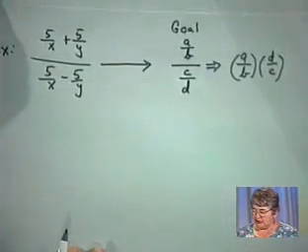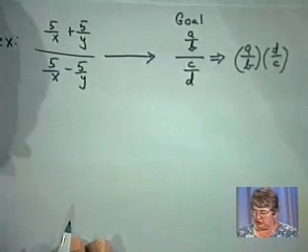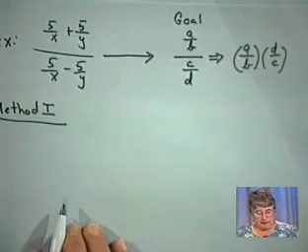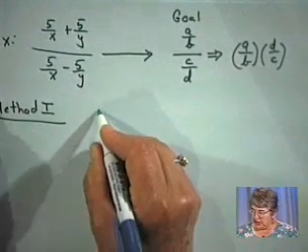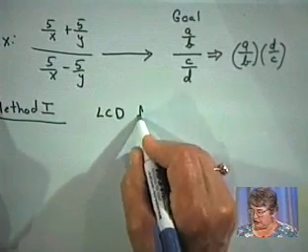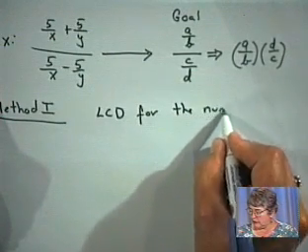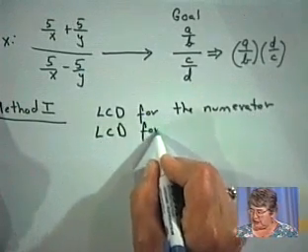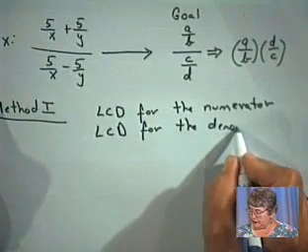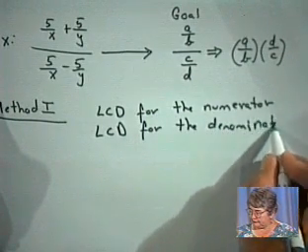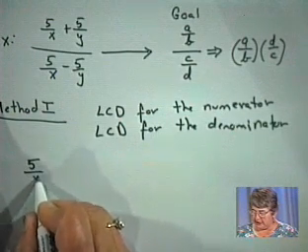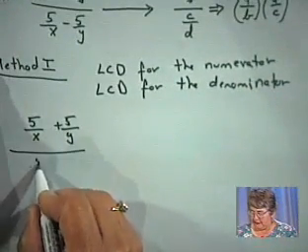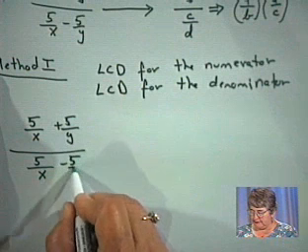We have a couple methods that we're going to use to accomplish this goal. Method 1 tells us that what we're going to do is find a lowest common denominator for the numerator, and then we're going to do the same thing and find a lowest common denominator for the denominator. So let's do that part first. 5 over x plus 5 over y, and that's going to be divided by 5 over x minus 5 over y.